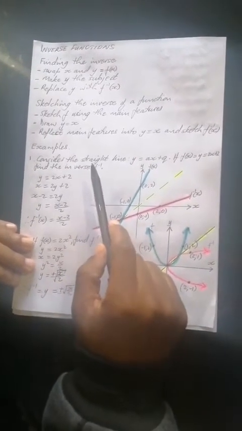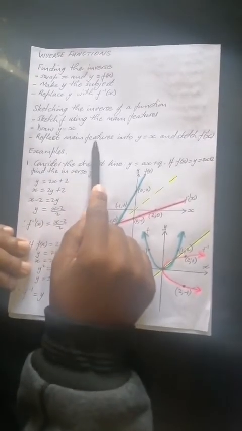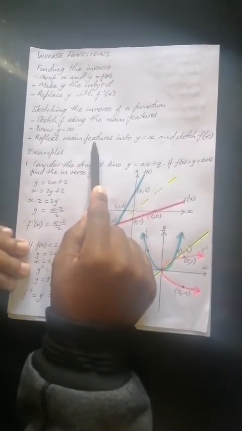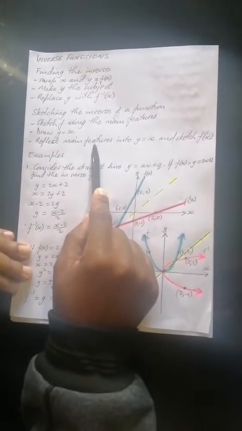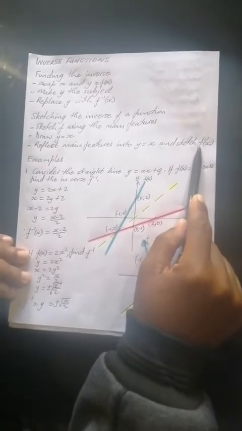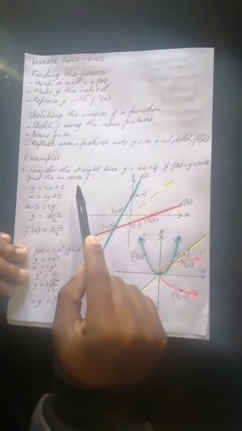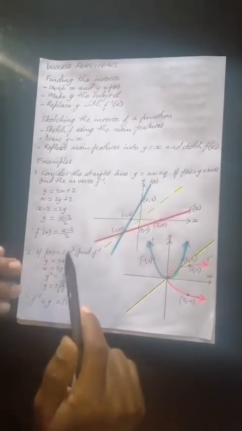Please take note. If the coordinates on f are x and y, then it means when we are identifying the coordinates of f inverse, they should be y and x. Why? Because y is equal to x, or x is equal to y.